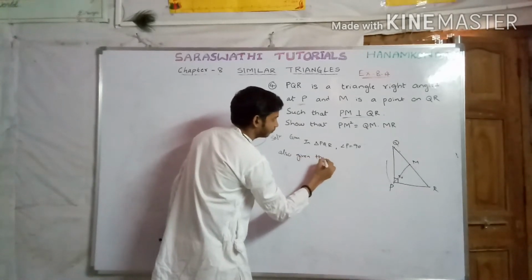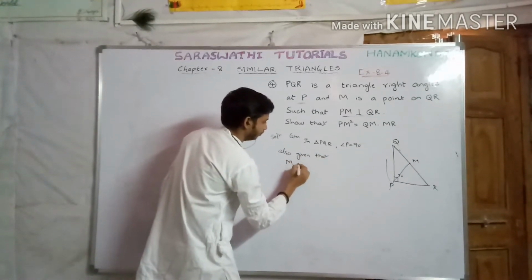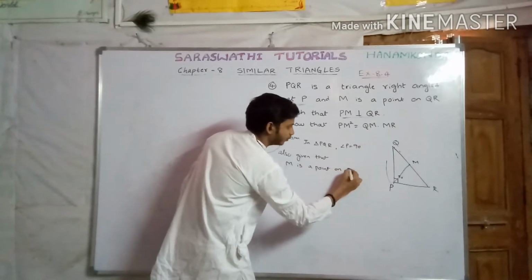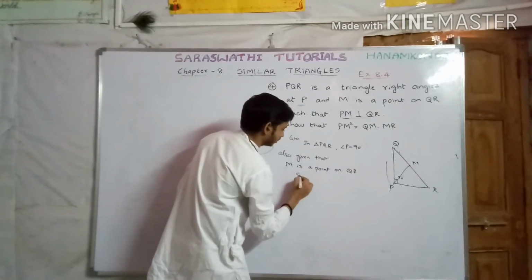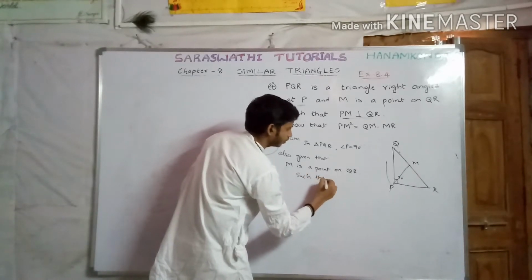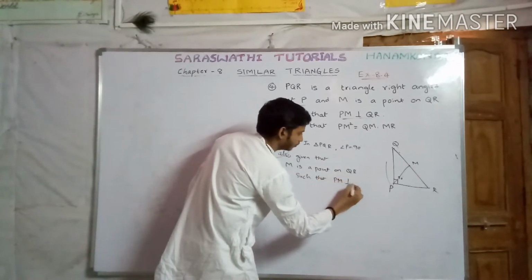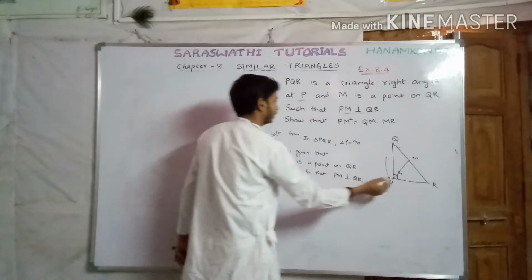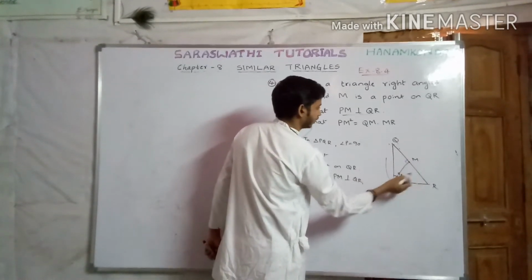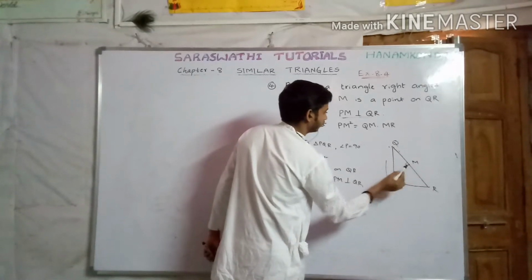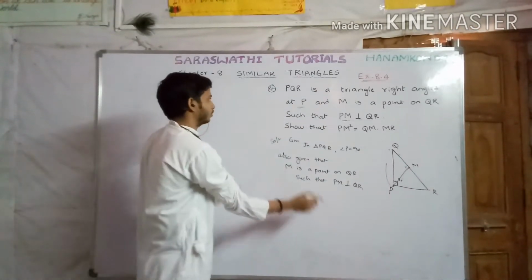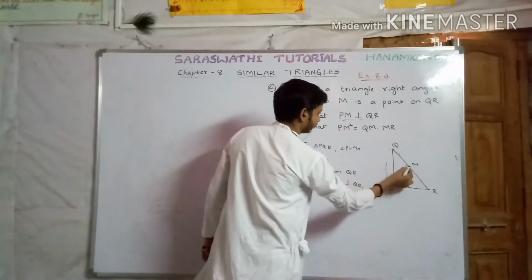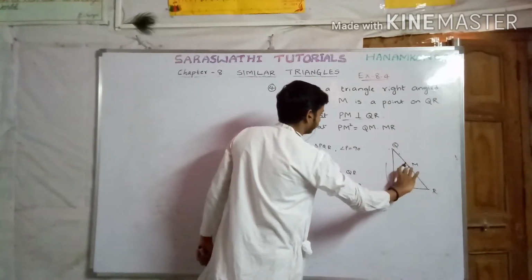Also given that M is a point on QR such that PM is perpendicular to QR. So this PM is perpendicular to QR. That means angle PMQ equals 90 degrees. Similarly, angle PMR equals 90 degrees. Okay, so we have to show that PM square equals QM into MR. PM square means we should get PM twice.